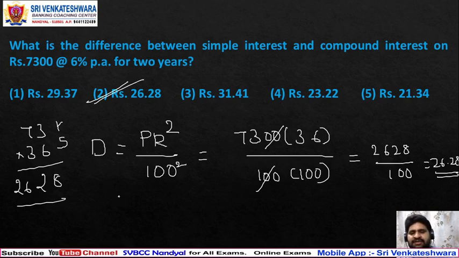So this is a direct formula substitution. D equals PR square by 100 square. If I solve that, I'll get 26.28 exactly, whatever the value is. Clear? So the formula D equals PR square by 100 square is a direct formula.